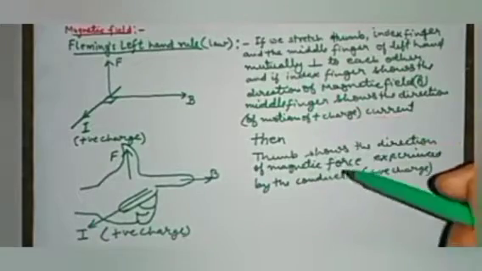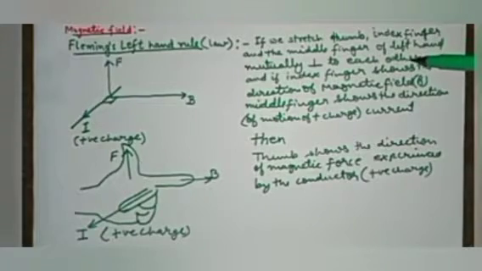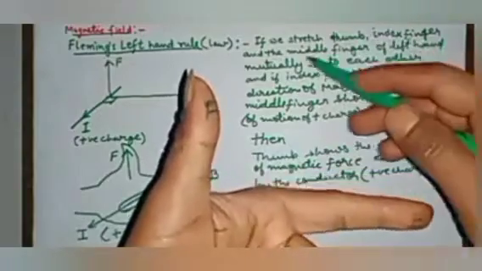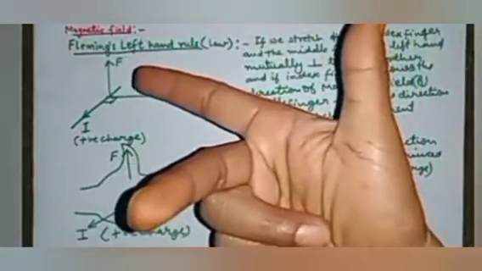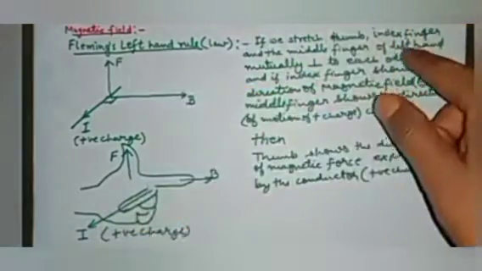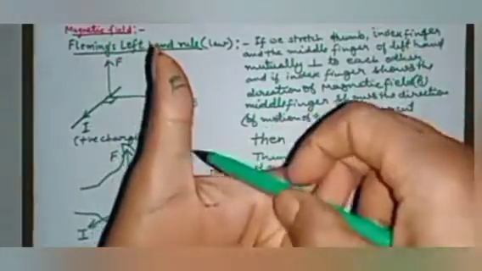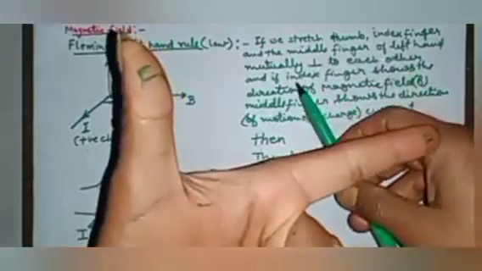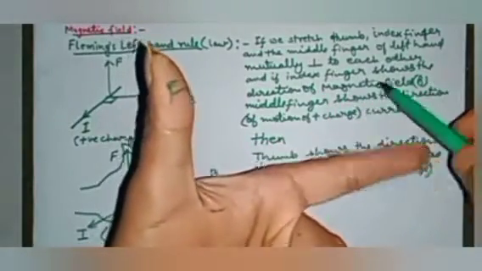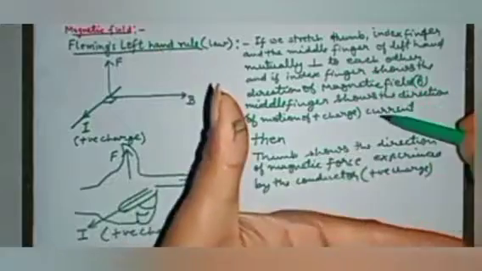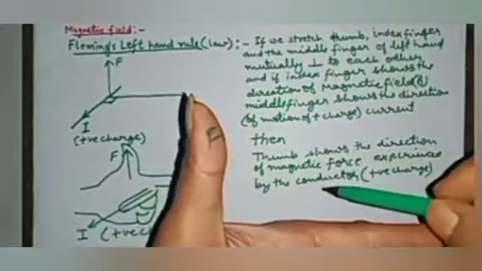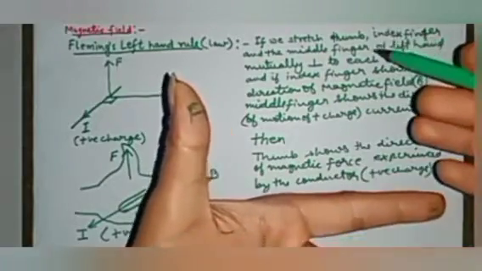It looks quite lengthy, but you can develop it in your own words also. If we stretch the thumb, index finger, and middle finger of the left hand, this is important because we can do it using our right hand also, so that is important. Of the left hand, mutually perpendicular to each other. They must be perpendicular to each other. And if the index finger shows the direction of magnetic field, the middle finger shows the direction of current or motion of positive charge, then the thumb shows the direction of magnetic force experienced by the conductor or that positive charge.